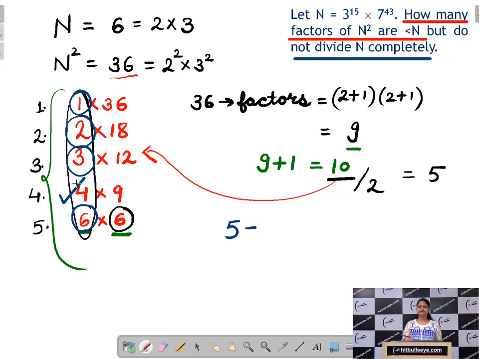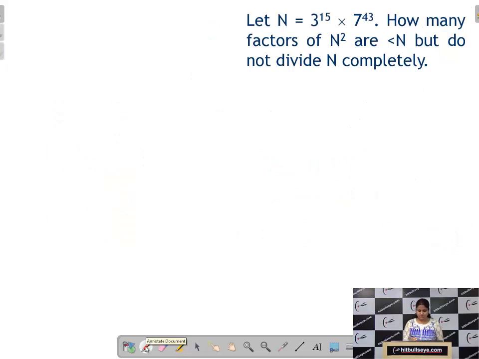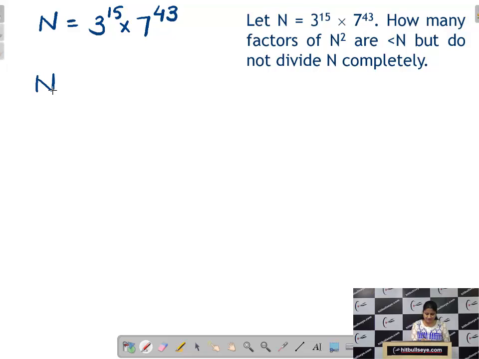So, what is the answer in this case? It will be 1. Instead of counting all this, let us use the formula. How many factors of n are here? They will be 1 plus 1 into 1 plus 1, which will be 5 minus 4, 1. So, this will be the answer in this case, because this one corresponds to 4. Now, let us take the same application in the sum. Now, what is n here? 3 raised to power 15 into 7 raised to power 43. What will be n square?